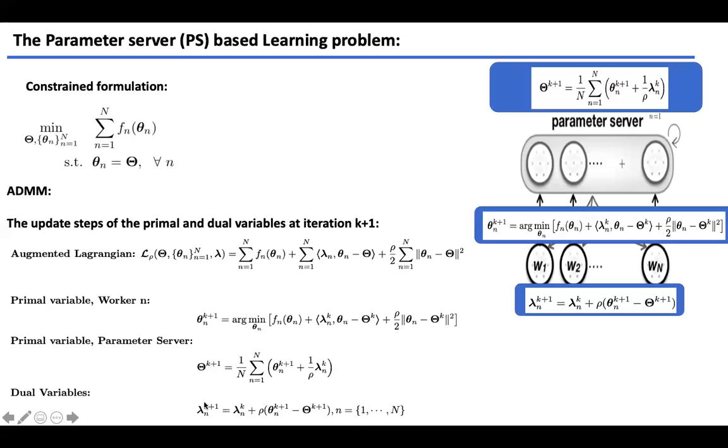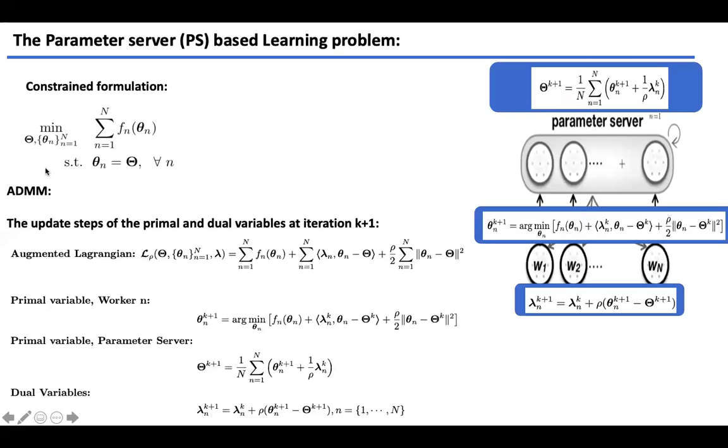The dual variables don't need to be communicated between the workers and the global model, because at iteration k plus 1, both the parameter server and the workers have the k plus 1 version of the global model and the local models. So the workers as well as the parameter server can update the dual variables locally without exchanging any more information.